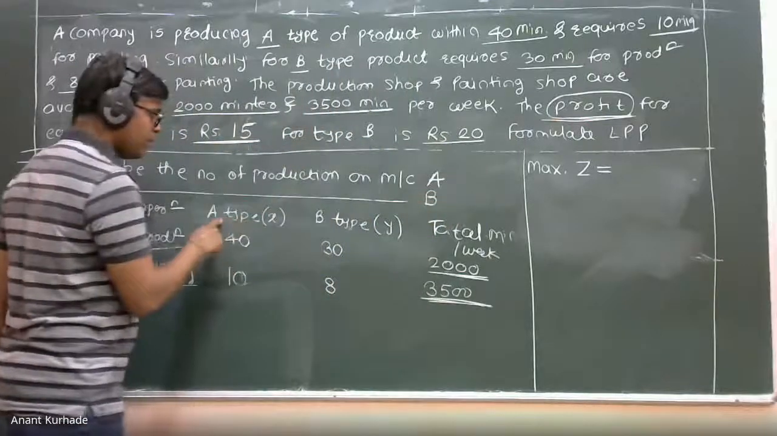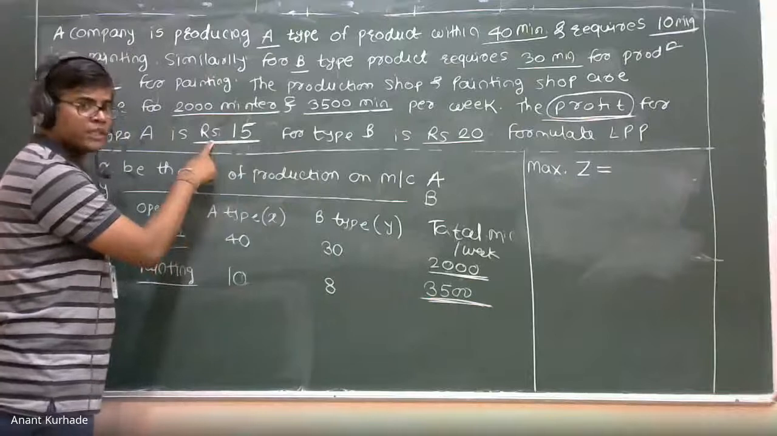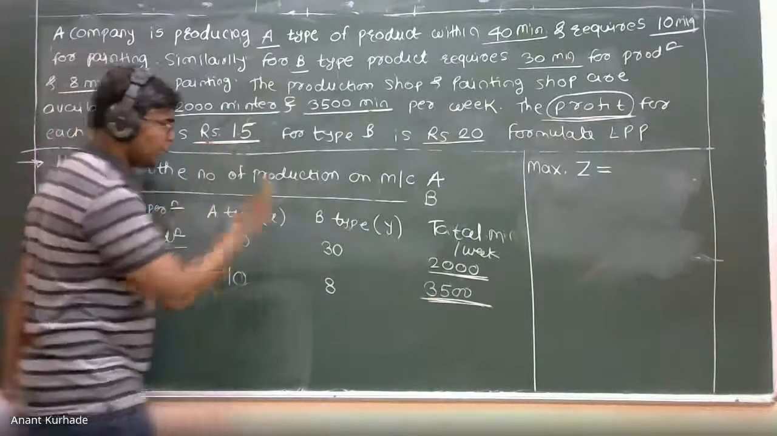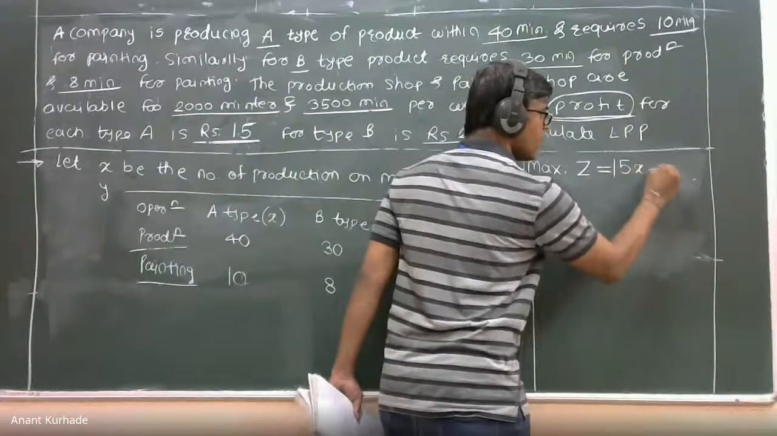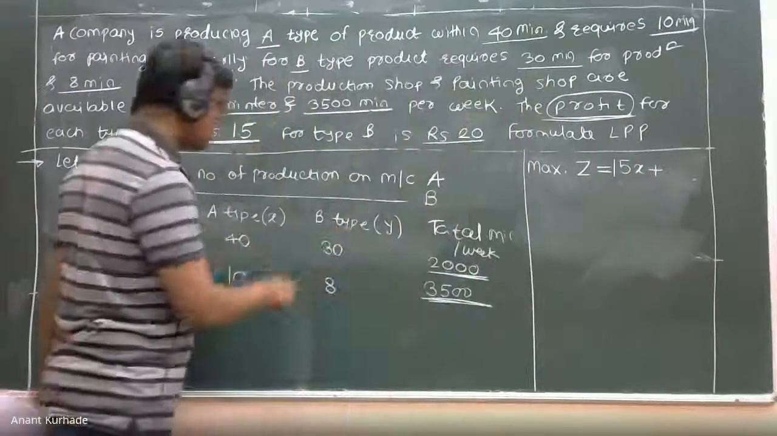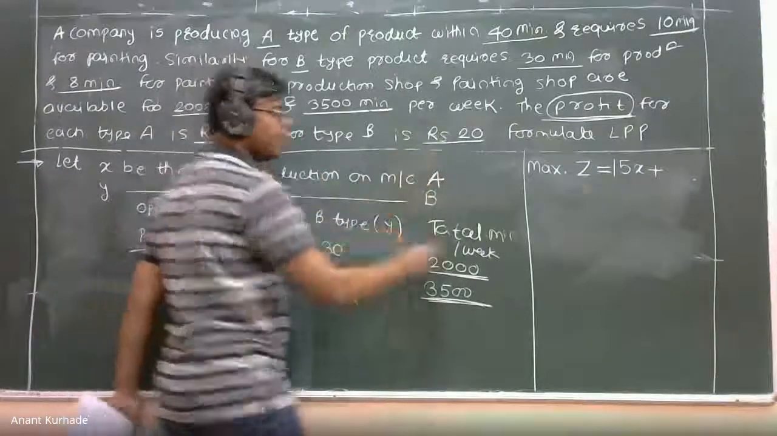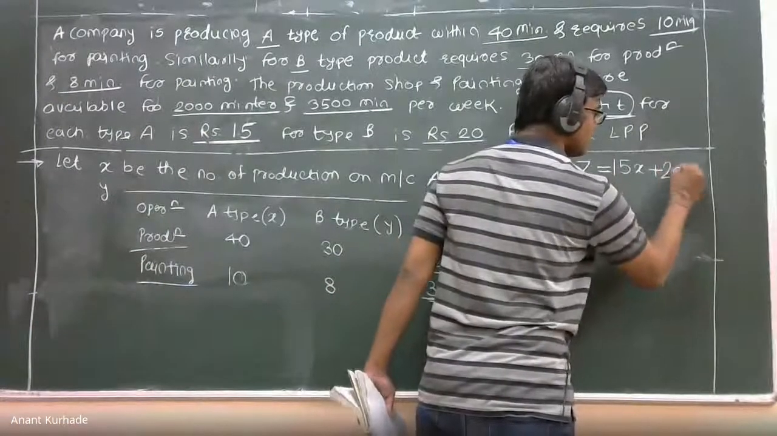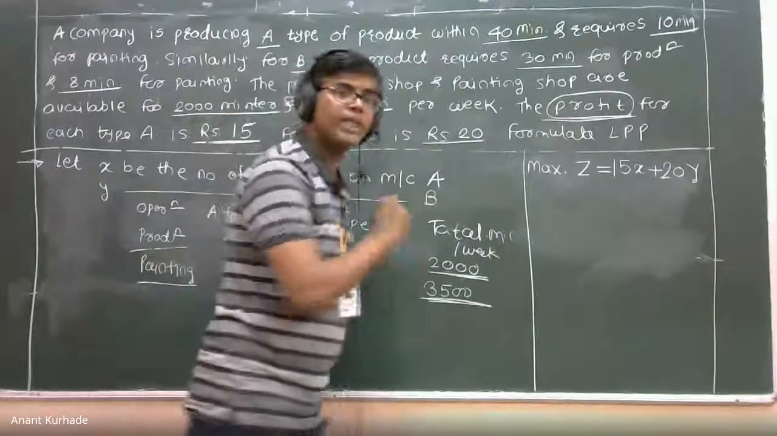See, number of A type product X, each A type product gives a profit of 15 rupees, so 15 into X. Plus the next one, for B type product number Y, 20 rupees for each product, so 20 into Y. So we can write here 15X plus 20Y. So this is our objective function.